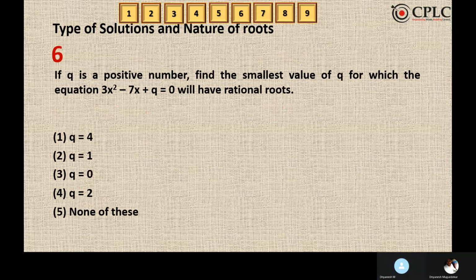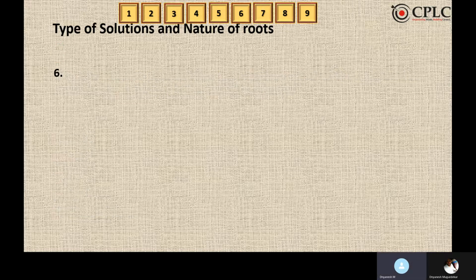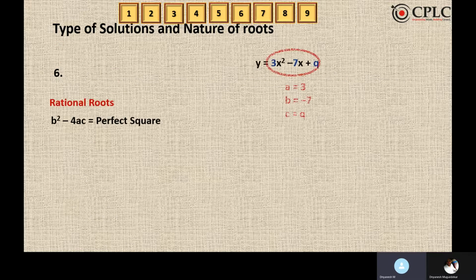Sixth one: q is a positive number. Find the smallest value of q for which the equation will have rational roots. So for rational roots, if you remember, the condition was that delta is equal to a perfect square. Now, the mistake that happens is that students will substitute the value of q from the options. They will substitute 2, which will give a perfect square. But that is not correct because q has to be smallest. Then they will substitute q as 0, which will also give them a perfect square.